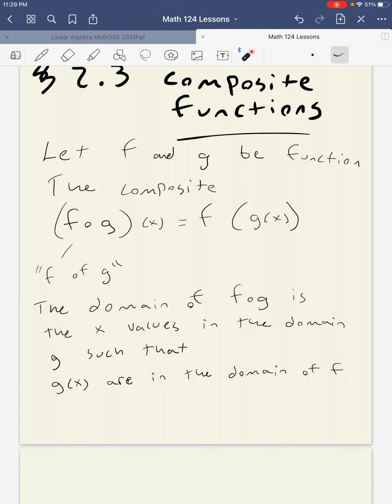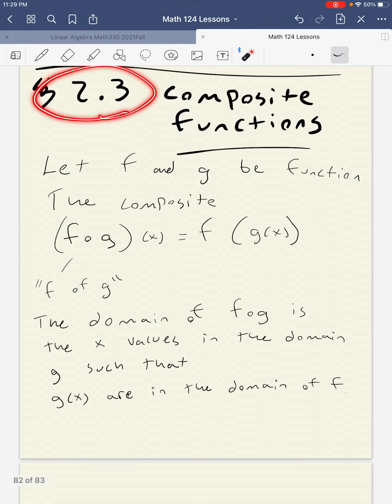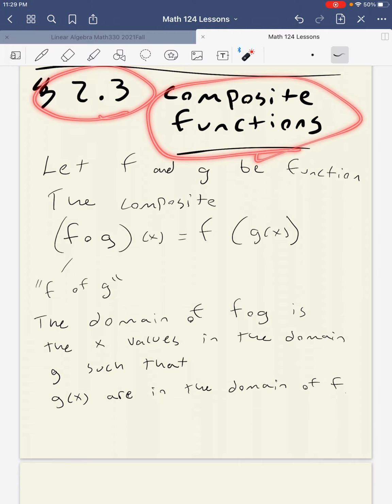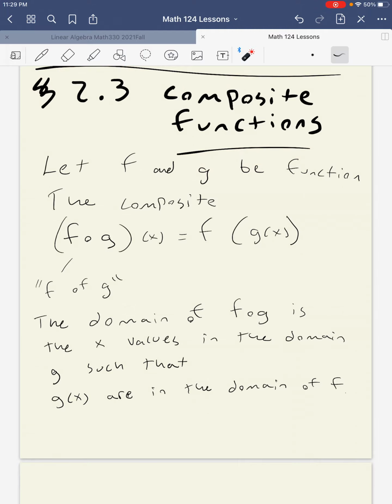Hello class, this is lesson 2.3 on composite functions. So I defined what a composite function is here on this page. First we let f and g be functions. Say they are functions of x.